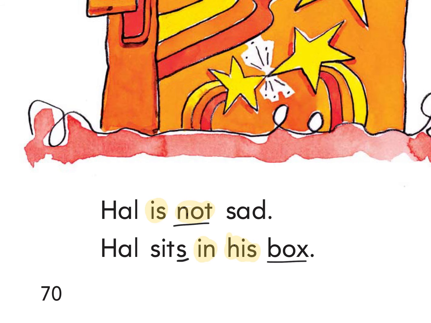So really the only tricky word is the word sits. The rest of these are sight words. Is not, in his. And you should be able to sound out the rest of those. Whisper read to yourself 3 times. Press pause. Read it 3 times to yourself. And then press play when you're ready to read together.